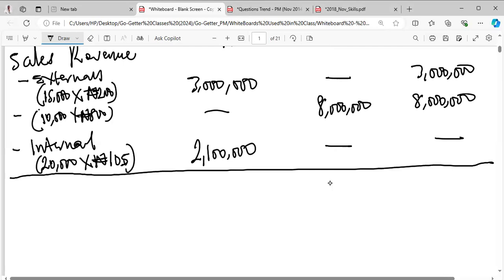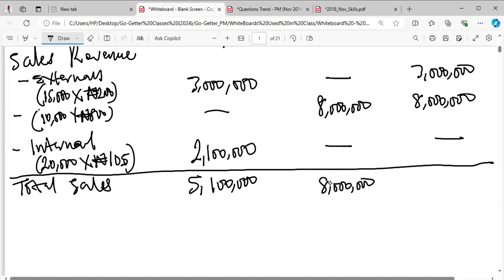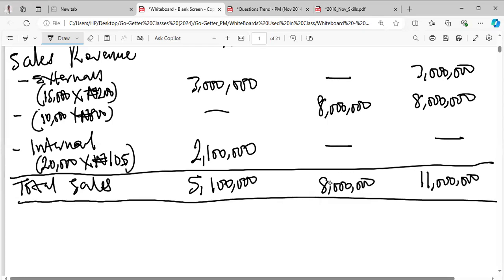You will say total sales. It should give us 5,100,000. It should give us 8 million. It should give me 11 million for the group, right? So this is for total sales. So now let's go to costs.